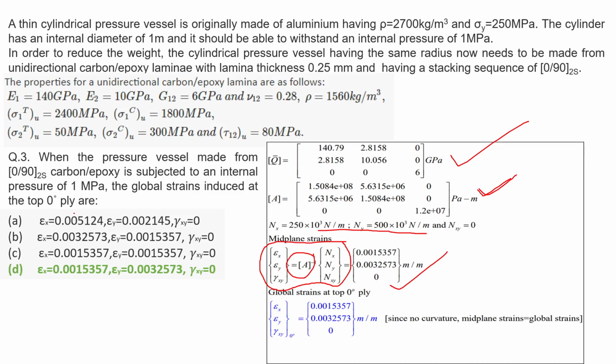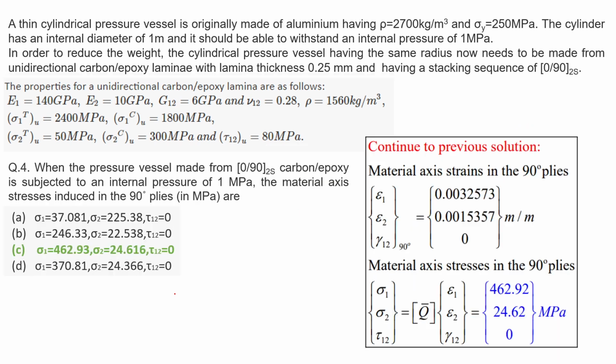As they have only asked for the top 0-degree ply, the mid-plane strain we already got will be the same as the global strain of the 0-degree ply. So this will be the answer. After solving this, we have to choose the option which will give this answer.